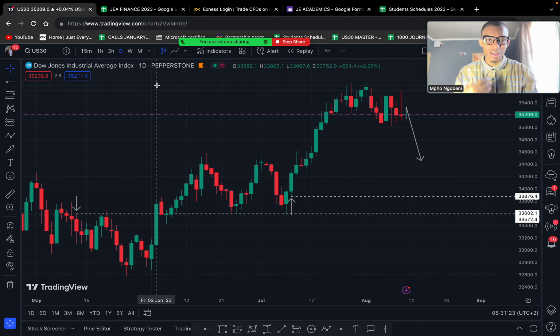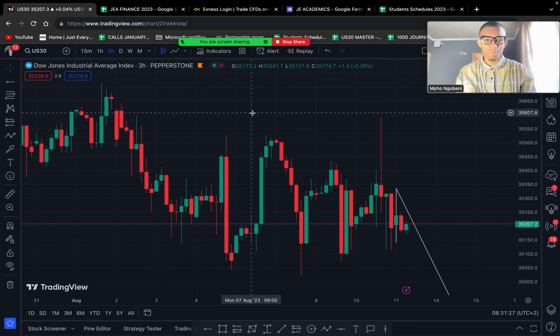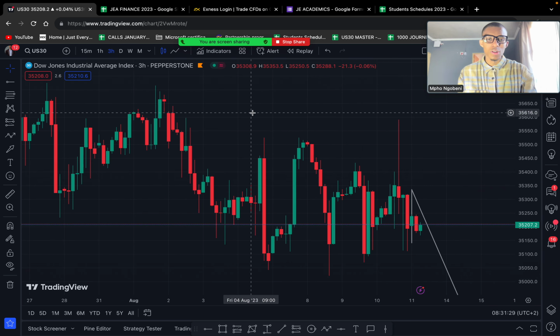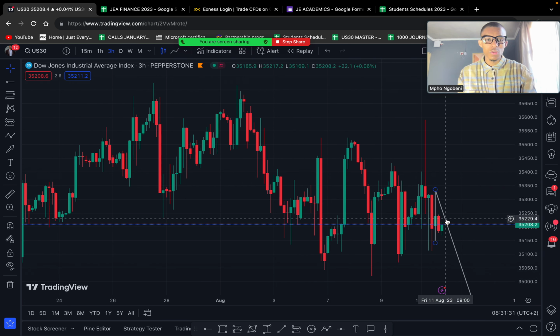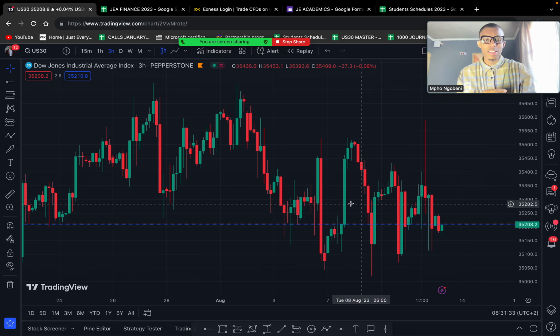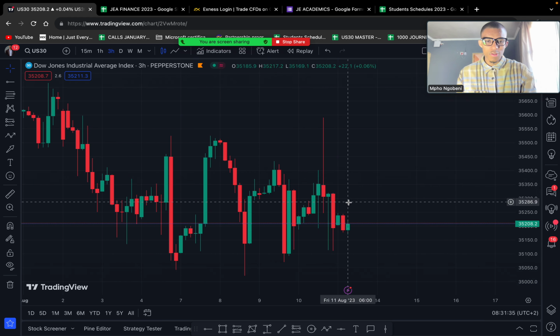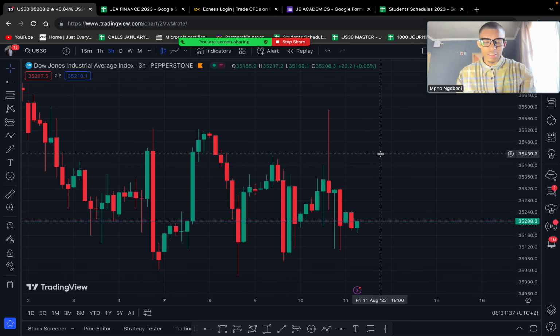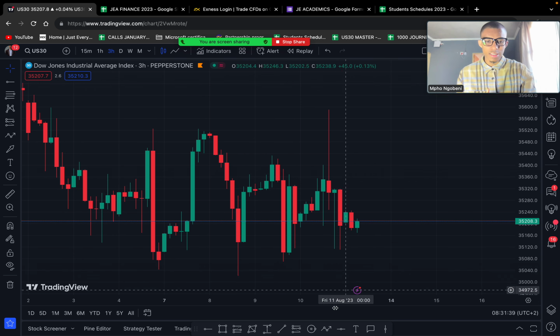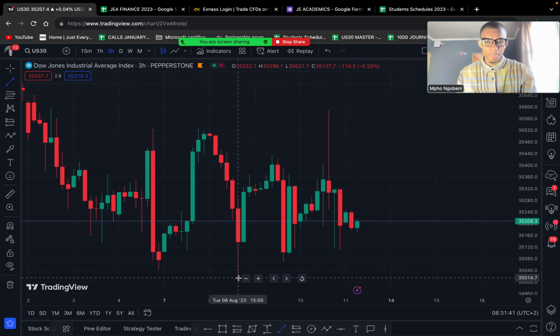Immediately once you're done with the daily repetitions, you come to the 3 hours. As you know, what do I use the 3 hours for? I use it for two things: formations and trend lines, that's all. Formations and trend lines. So the first trend line that I see is this one here.